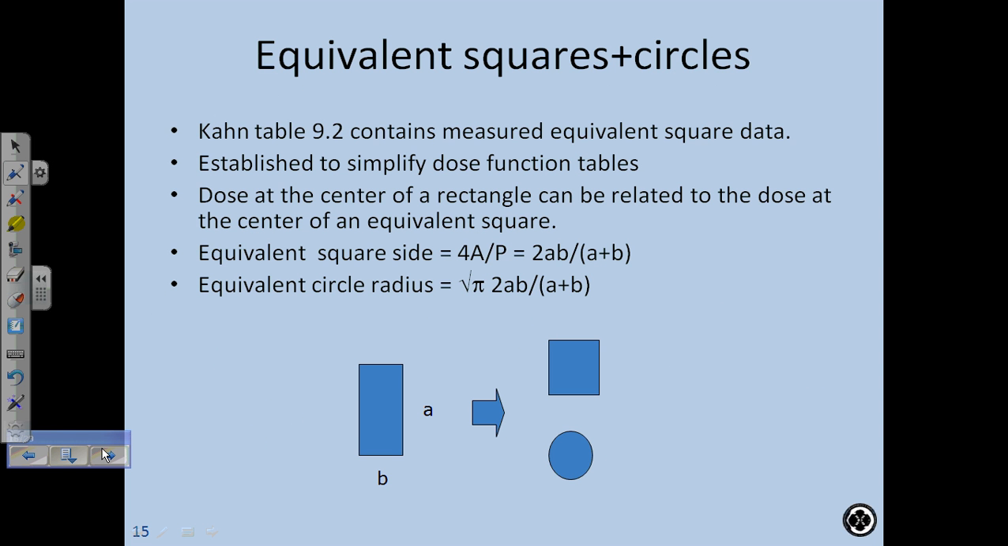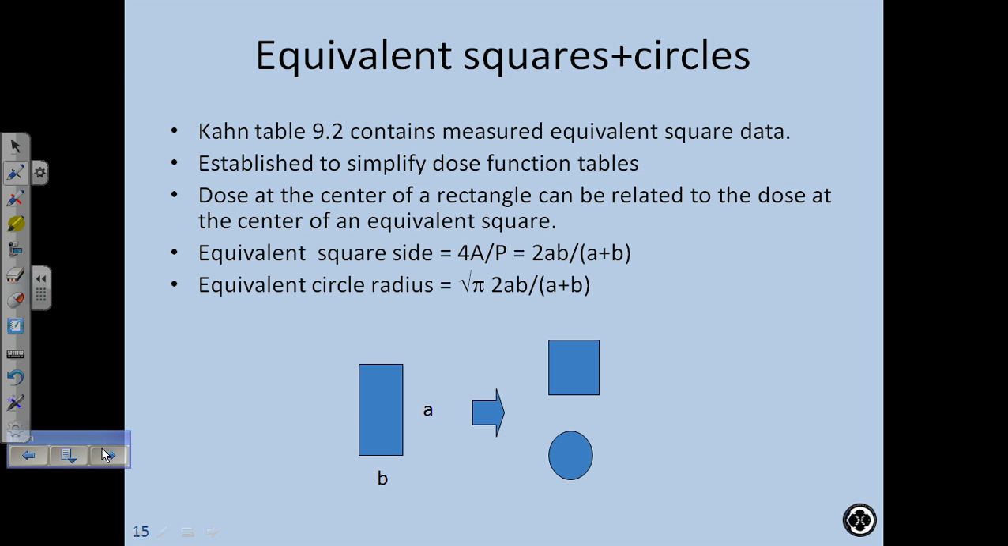Okay, equivalent squares and circles. We know that those tables are only in squares. How many slides do I have? I think it's around 28. Maybe we should take a break here. It's 10:30. Are you guys okay? Yeah, I should keep going. Are you still with me? All right, I'm okay too.